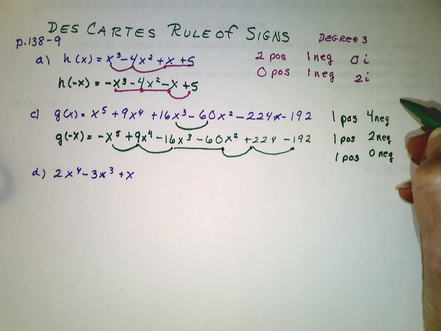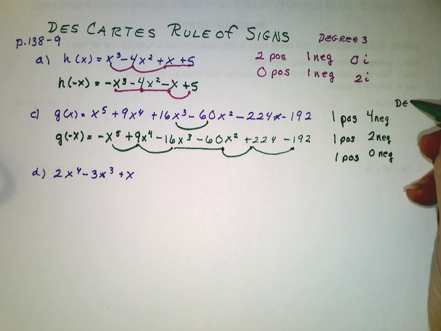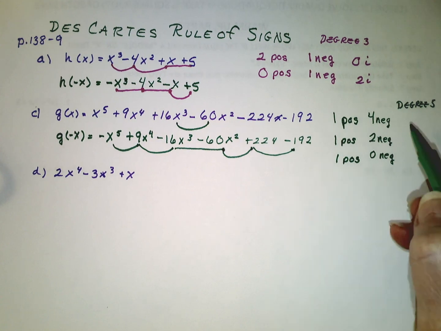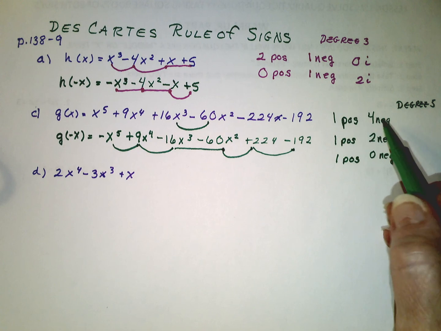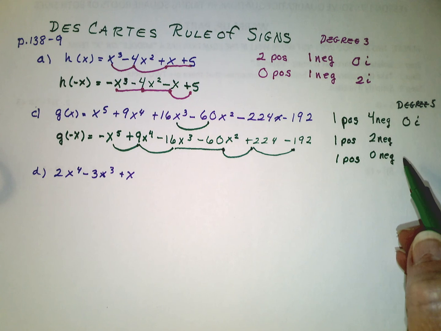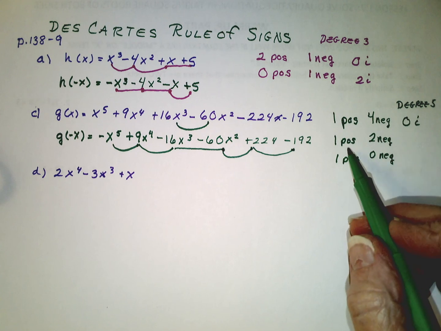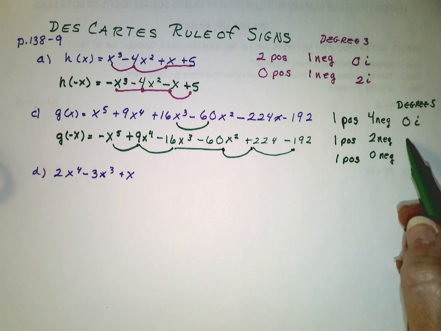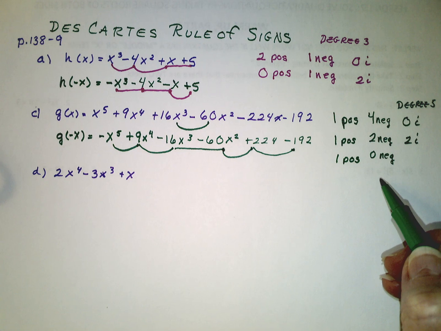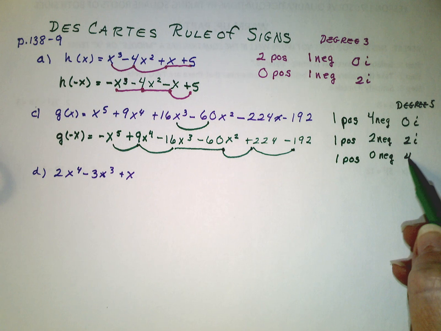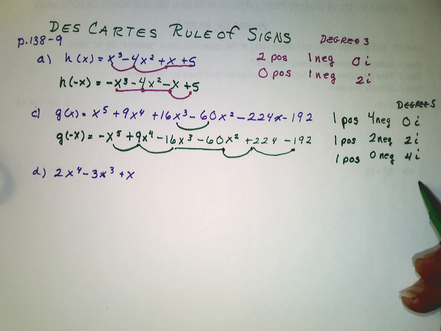Now this thing was degree 5. So if we have 1 positive root and 4 negative roots, that would take care of it. There would be no imaginaries. If we had 1 positive and only 2 negative, that'd only be 3 roots. We need 5 roots. There would have to be 2 imaginaries. If we had only 1 positive root, no negatives at all, we would need 4 imaginaries, 2 pairs of imaginary roots.